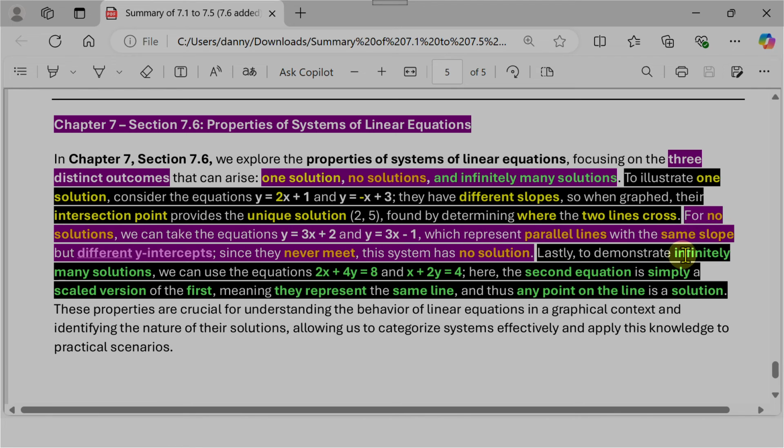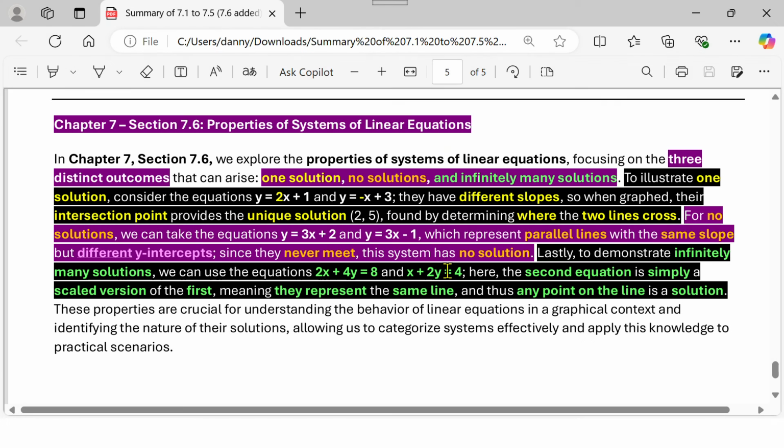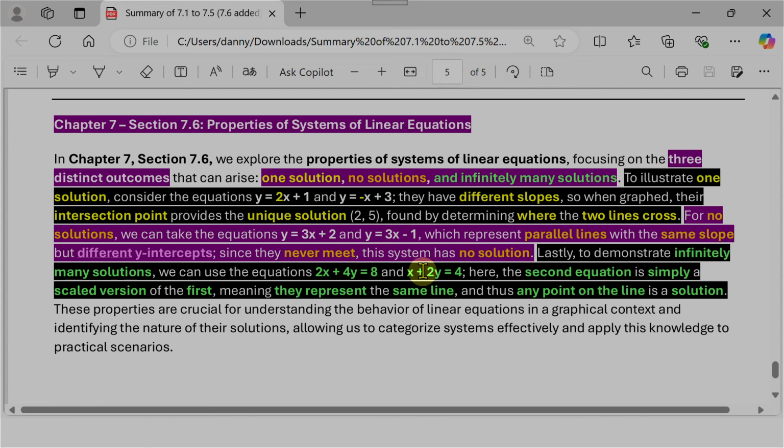Lastly, for infinitely many solutions, you have two linear equations inside of a linear system. So your system of linear equations will have two equations that ultimately boil down in their simplest form to the same line. Both equations represent the same line. So one equation will just be a multiple of the other. So for example, x plus 2y equals 4. Well, if I multiply every term by 2, I'm going to get 2x plus 4y equals 8. So here the second equation is simply a scaled version of the first.